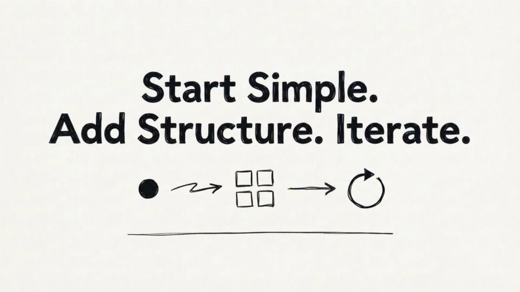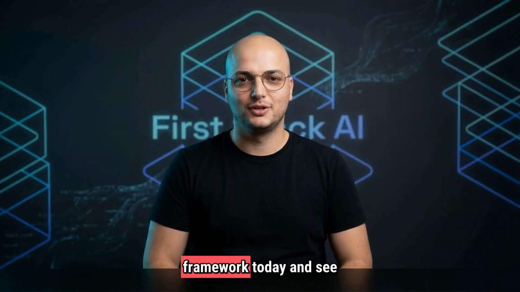So that's the pattern. Start simple. You don't need a perfect prompt on the first try. Add structure using the 6 steps to narrow the funnel. Then iterate. Evaluate, refine, repeat. Prompting is not a one-shot skill. It's a loop, and the more you practice this loop, the faster you get to precise, useful output. Start using this simple framework today and see for yourself. I promise you, the results will feel like magic.